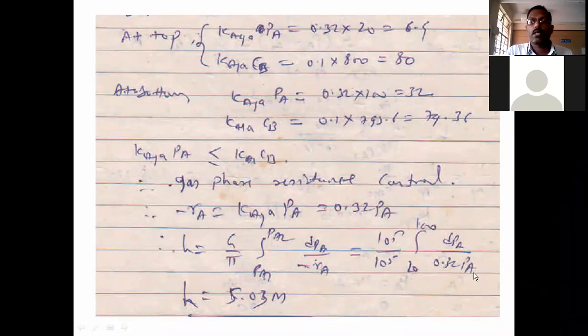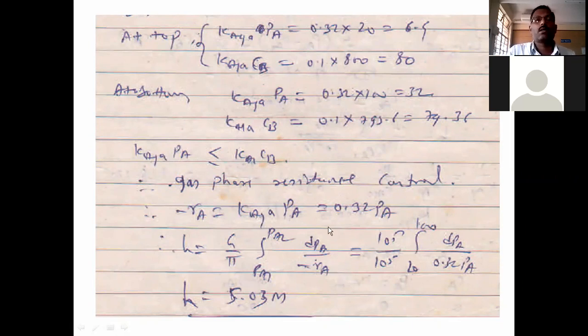So we take the integration; the 10 raised to 5 cancel, and we take 1 upon 0.32 common, dPa upon Pa, which is ln of 100 upon 20. Put the limits, ln of 100 upon 20. Solve it. So H is equal to 5.03 meters. This is the height of the tower.